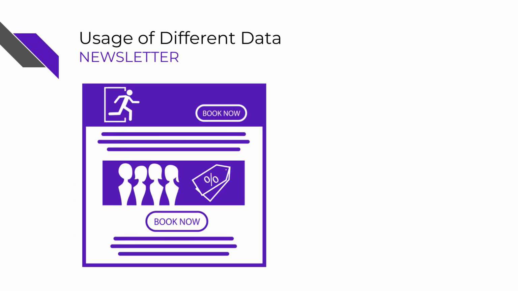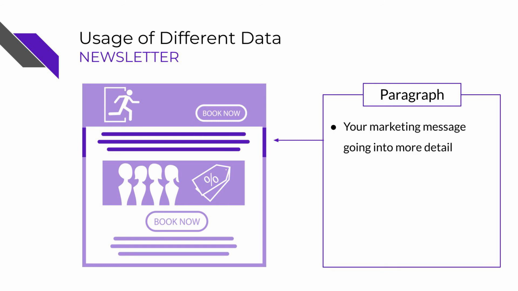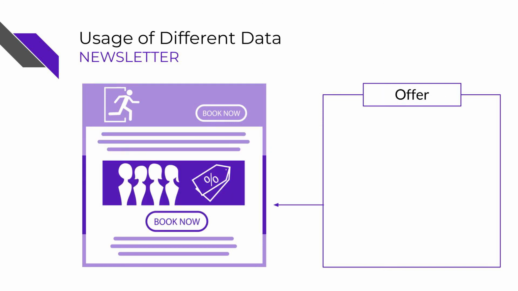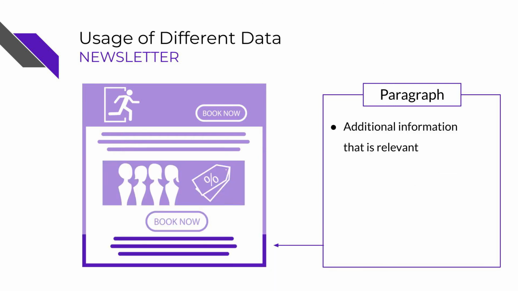Inside the email, you have the header with the same or similar message as the subject line, and the call to action button like learn more or book now. This depends on the rest of the email. Then a short paragraph about why you are sending this email, talking about why your offer is exciting for them. Followed by the promotional offer, ideally with an image and a call to action button again. And finally, additional info like an extra paragraph or a link to a blog post that is relevant to the topic.